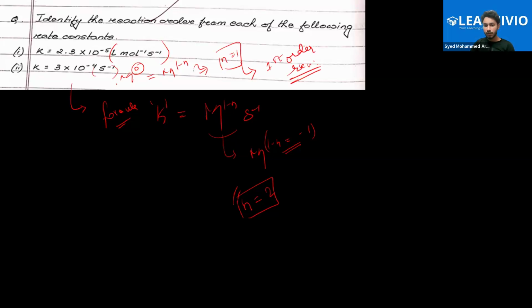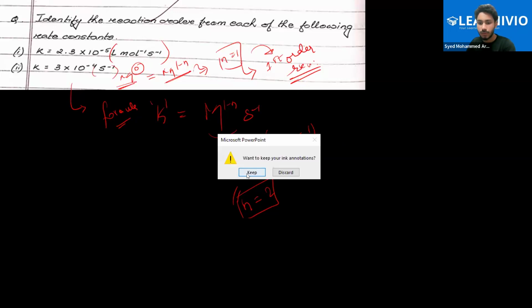If you see here, M is zero. You have to compare with the formula. If you compare with the formula, you will get one minus n equals zero. So you'll get the value of n equals one. It implies that it belongs to first order reaction.